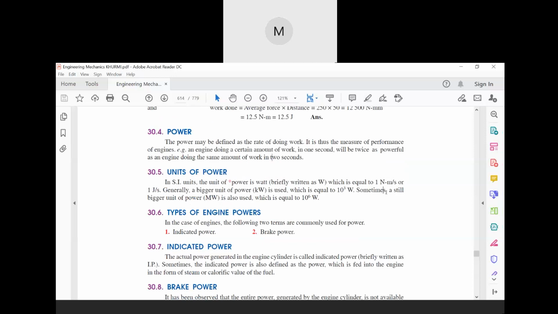Okay, watt, which is equal to 1 Newton meter per second. So 1 Newton meter per second, what is this? Newton meter is in joule, right? So it means joule per second. This is the unit of power.